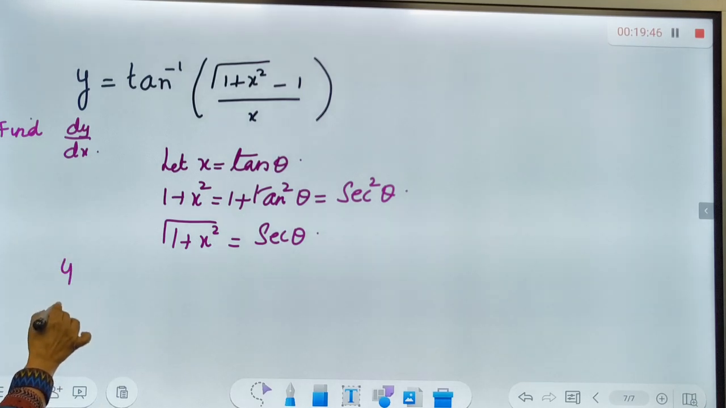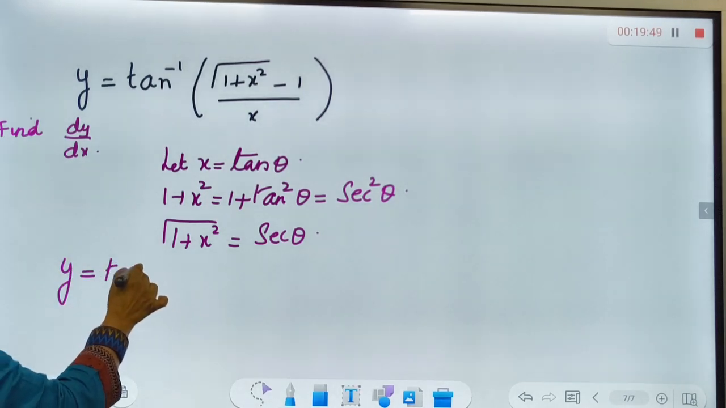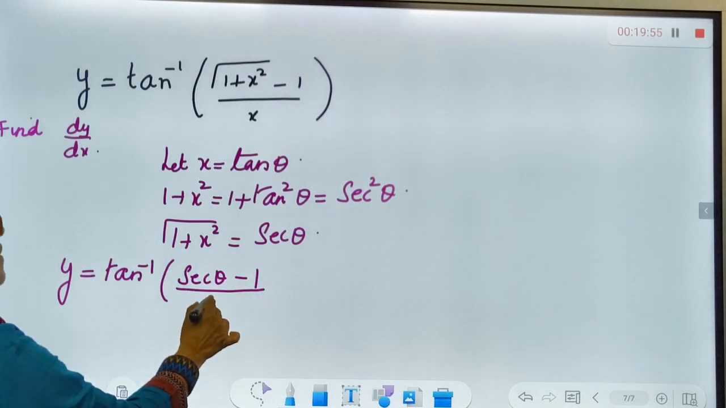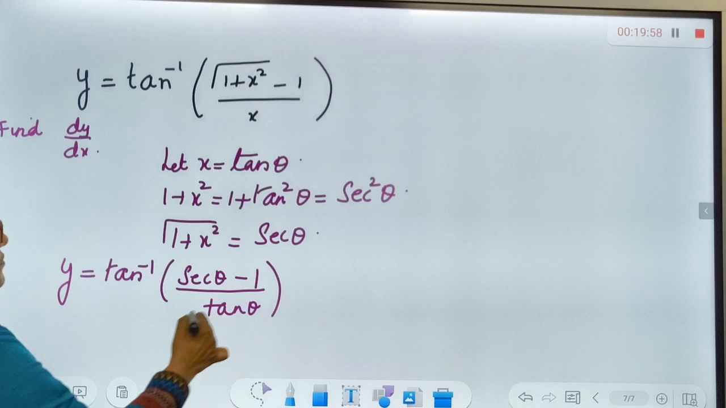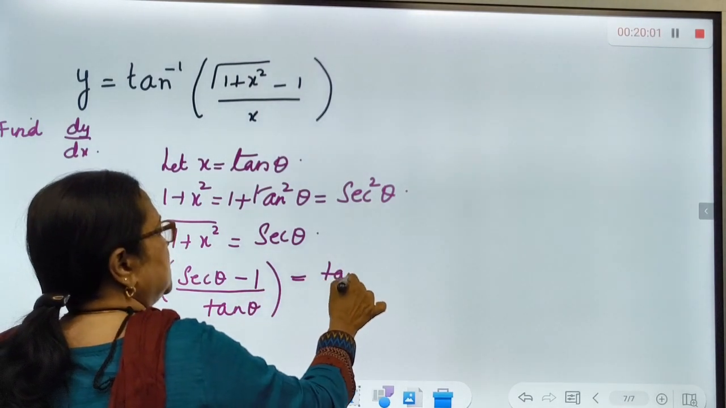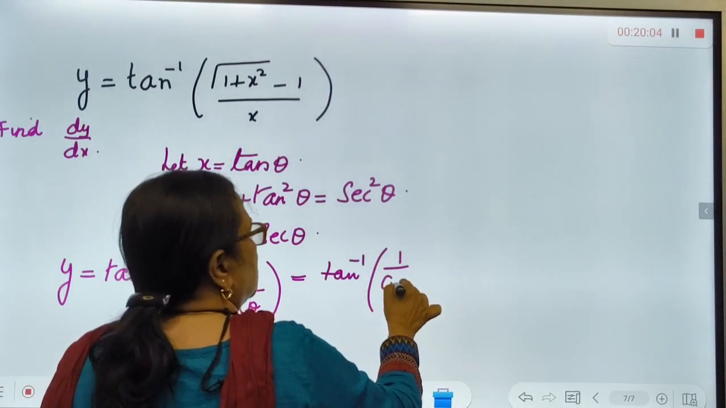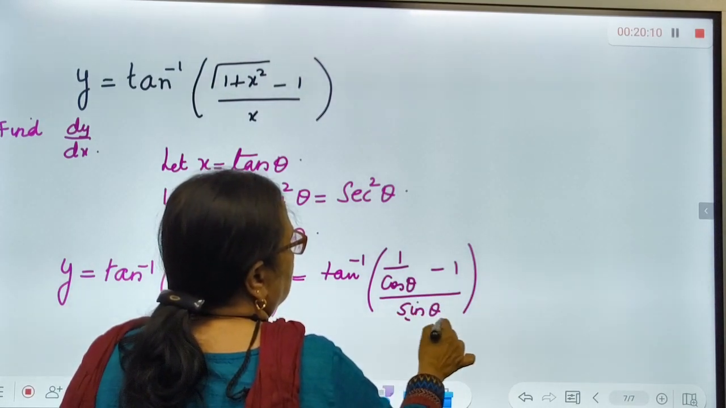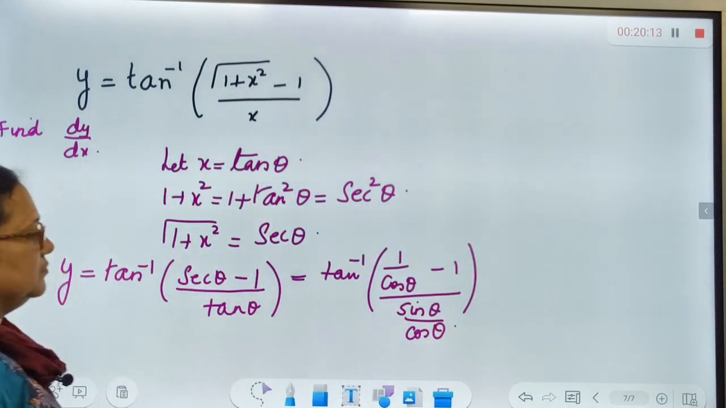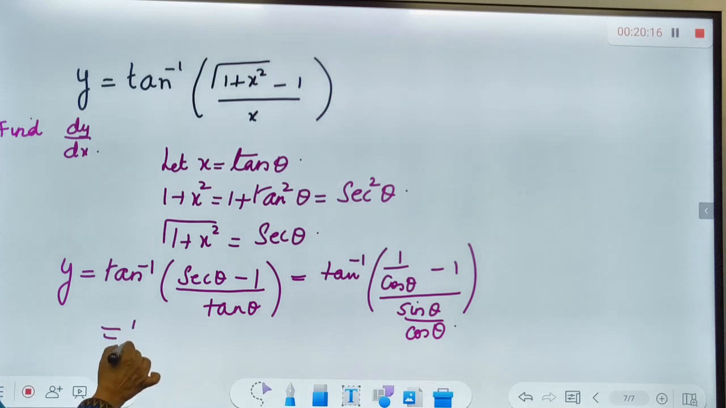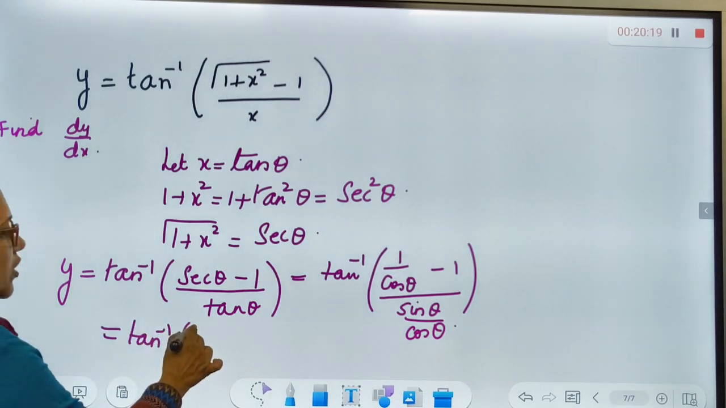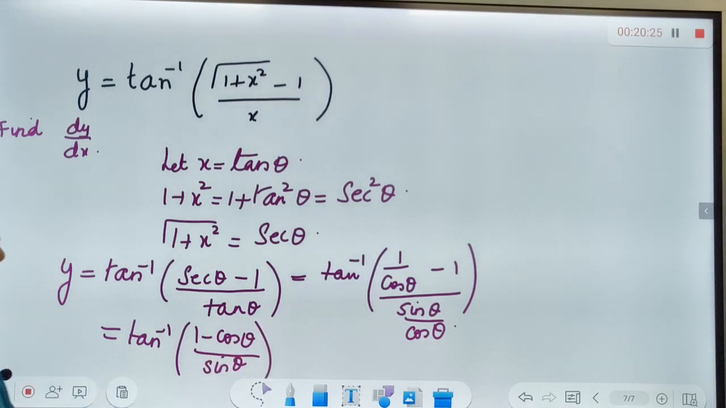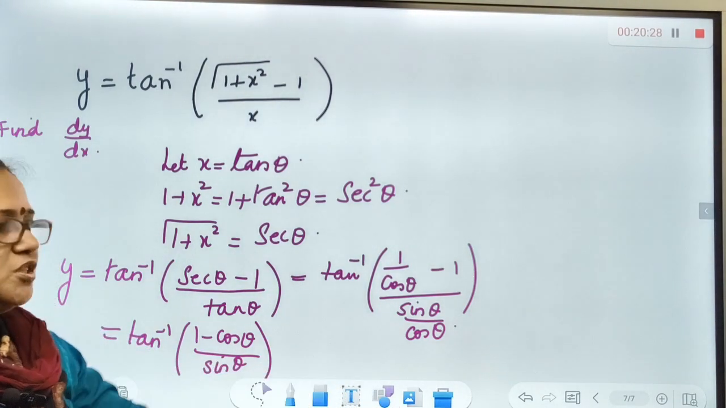So this function y simplifies to tan inverse of secant theta minus 1 divided by what is x? Tan theta, which is tan inverse of 1 by cos theta minus 1, divided by sin theta by cos theta. What will you get? 1 minus cos theta by sin theta, because the denominator cos theta gets cancelled.